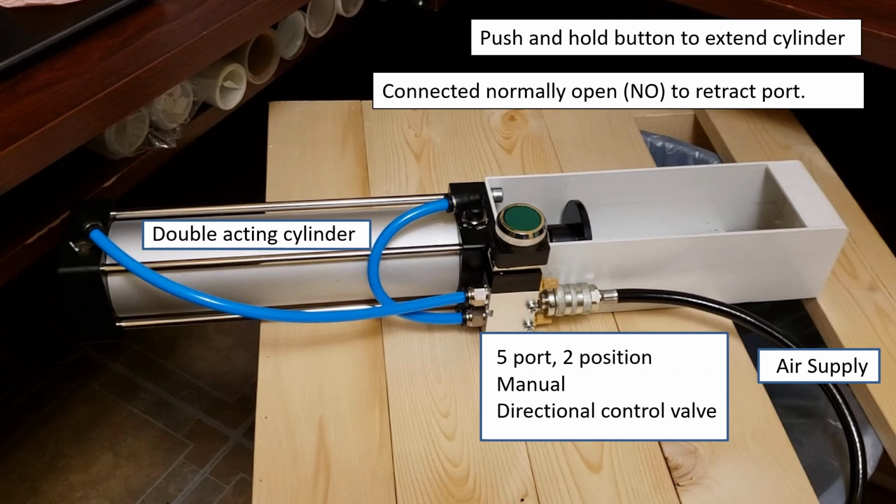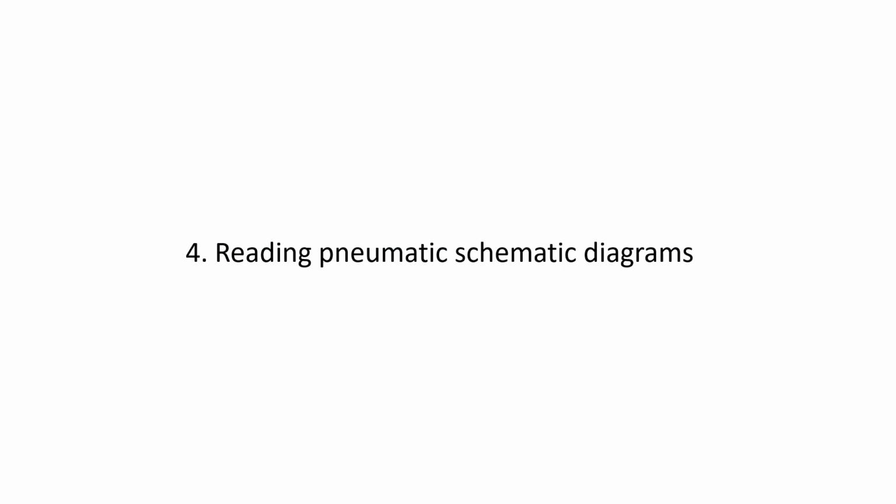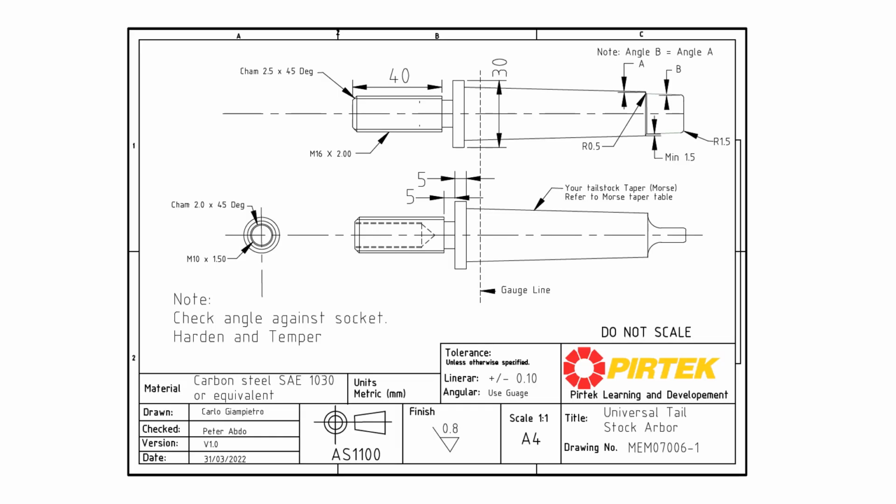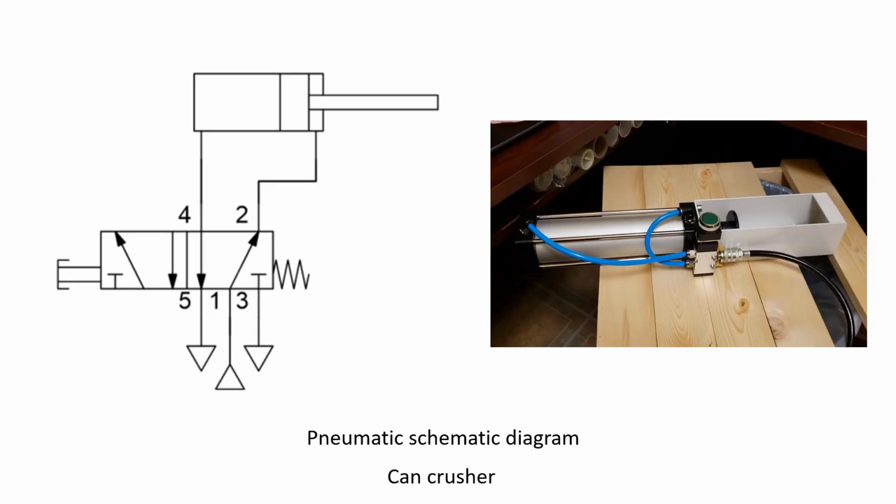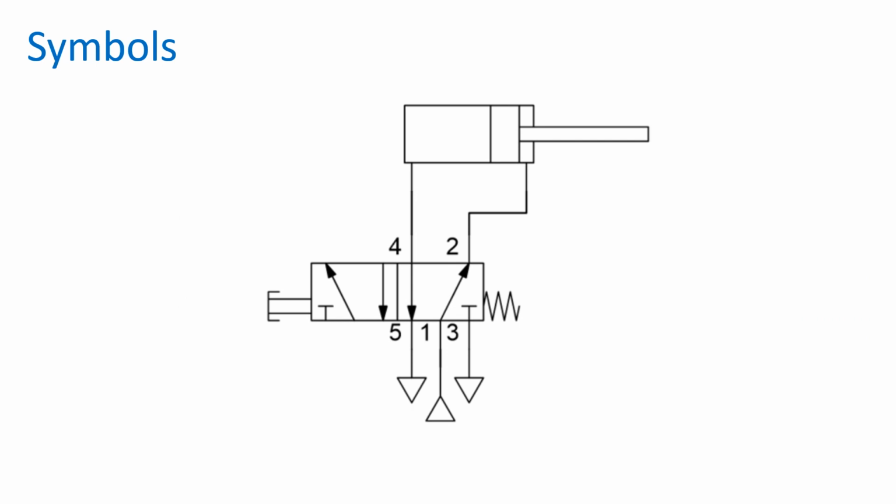Pictured here is a description and positions of the components used in our can crusher example. Section 4. Reading pneumatic schematic diagrams. As with engineering drawings, there are standardized formats and symbols describing the components and their relationships between each other on pneumatic schematic diagrams. Here's the schematic diagram for our can crusher, utilizing the 5/2 directional control valve. Let's look at the basic symbols used in this diagram.